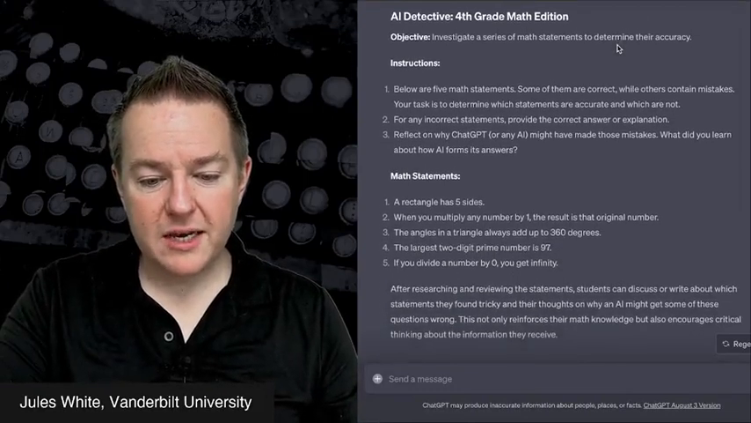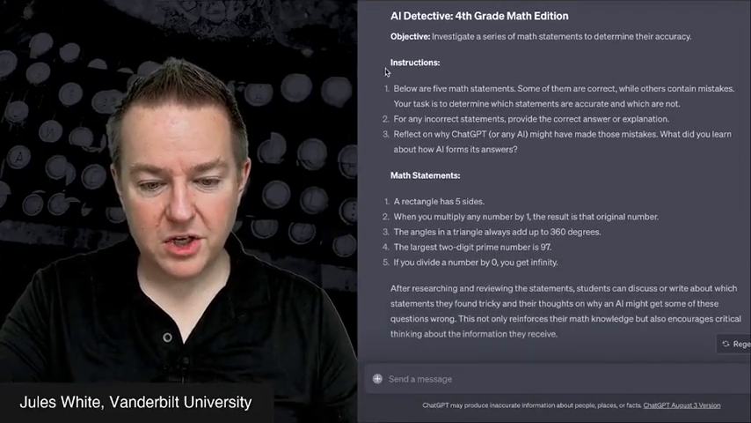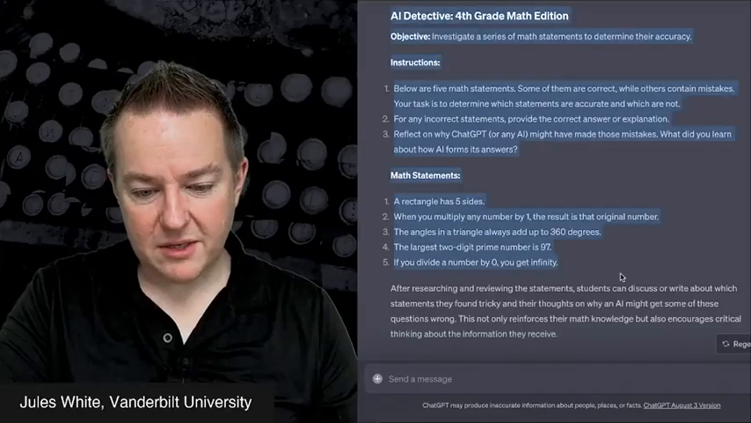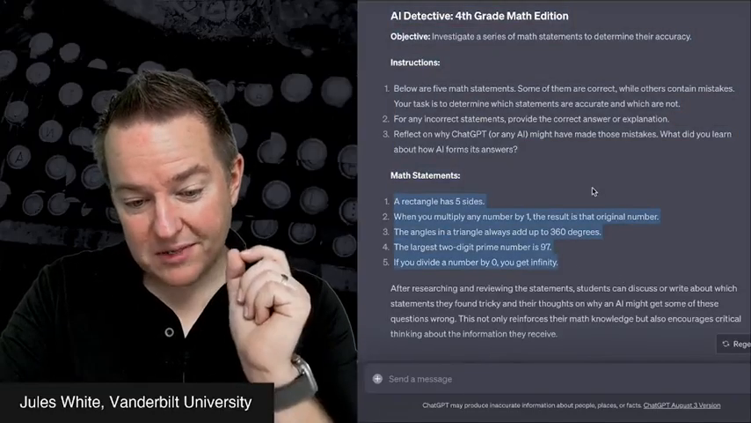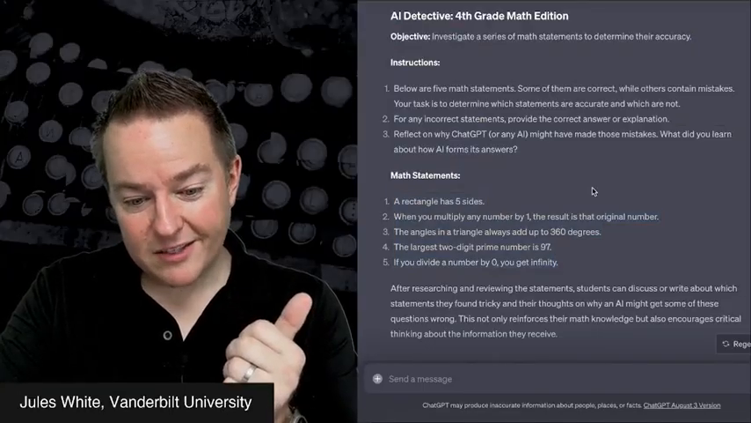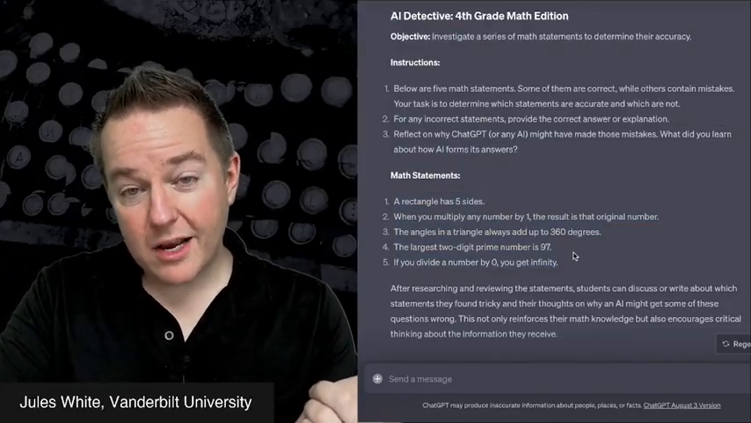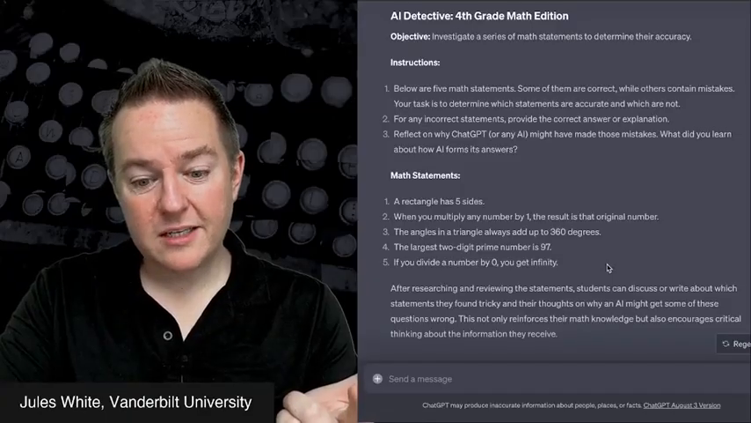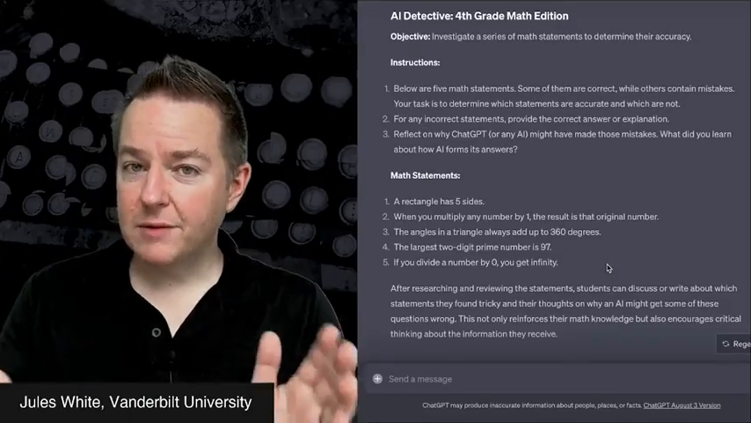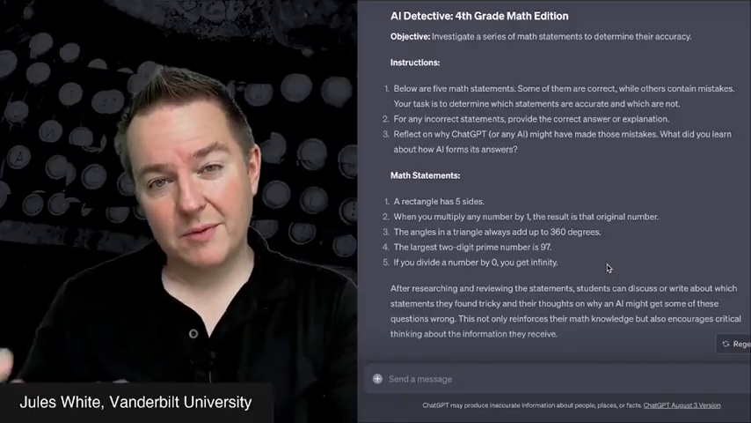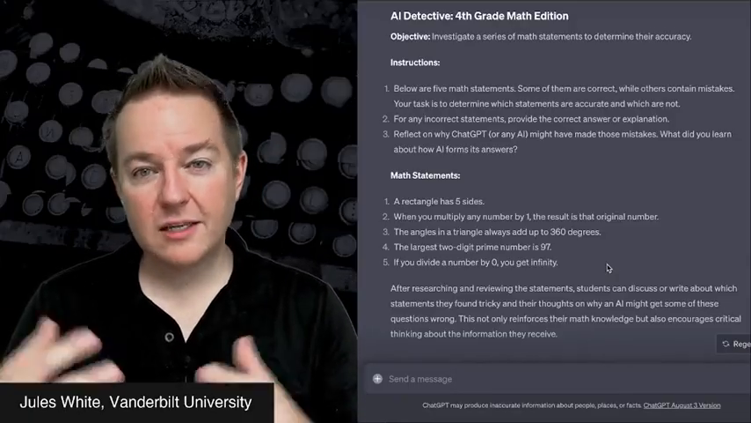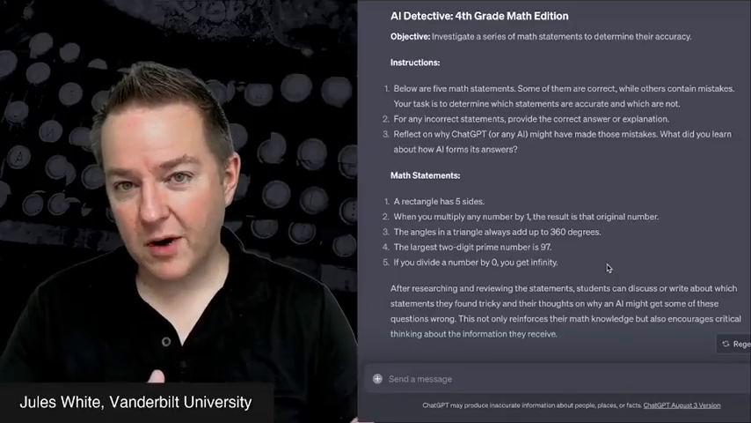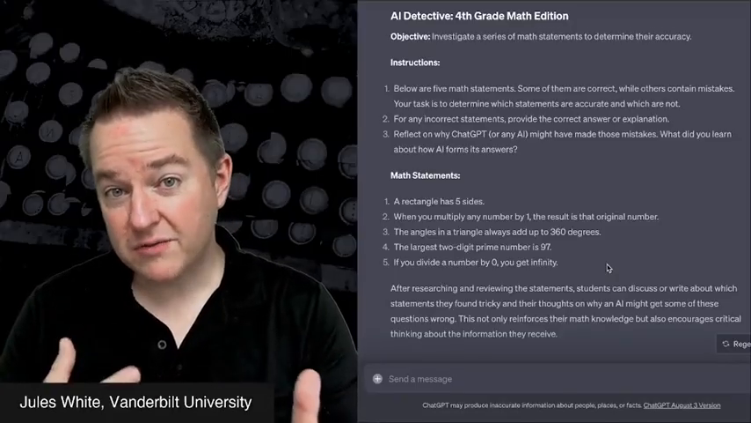So it comes up and it says, okay, now we've got the instructions, and here are the math statements down here. It has several statements that have mistakes in them. A rectangle has 5 sides. The angles in a triangle always add up to 360 degrees. And I might look at these and I might say, hey, some of these are good, but some of these are not because they're not really what my students know, or they're not really the right concepts. We're not talking about geometry right now. We're talking about something else, place value, whatever it is.